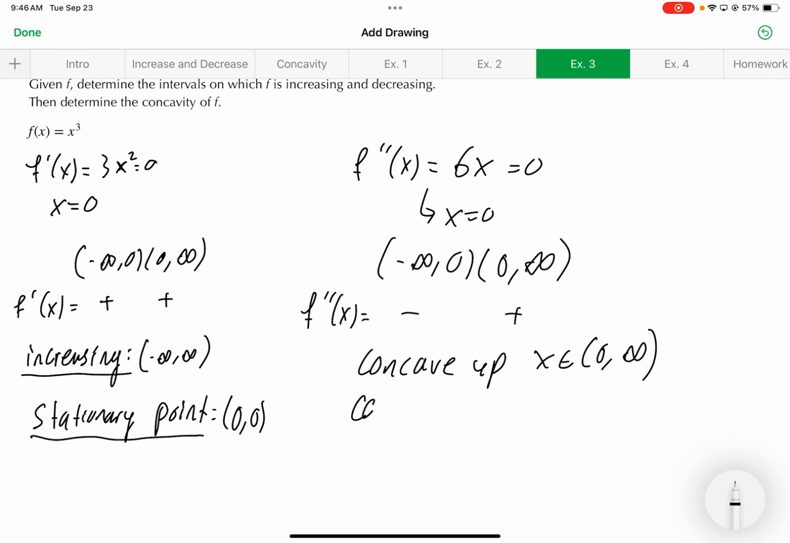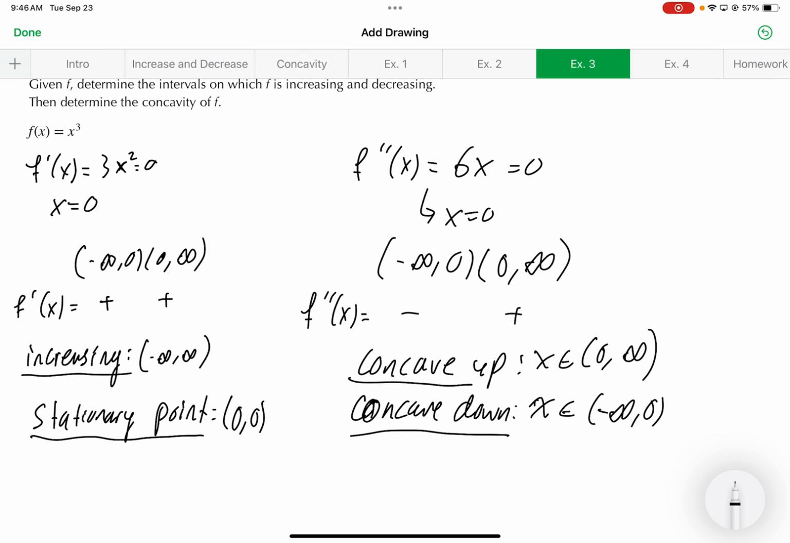infinity. And then concave down when x is an element of negative infinity to 0. Okay, so again, first derivative to tell you your increase, decrease. Second derivative to tell you your concavity.